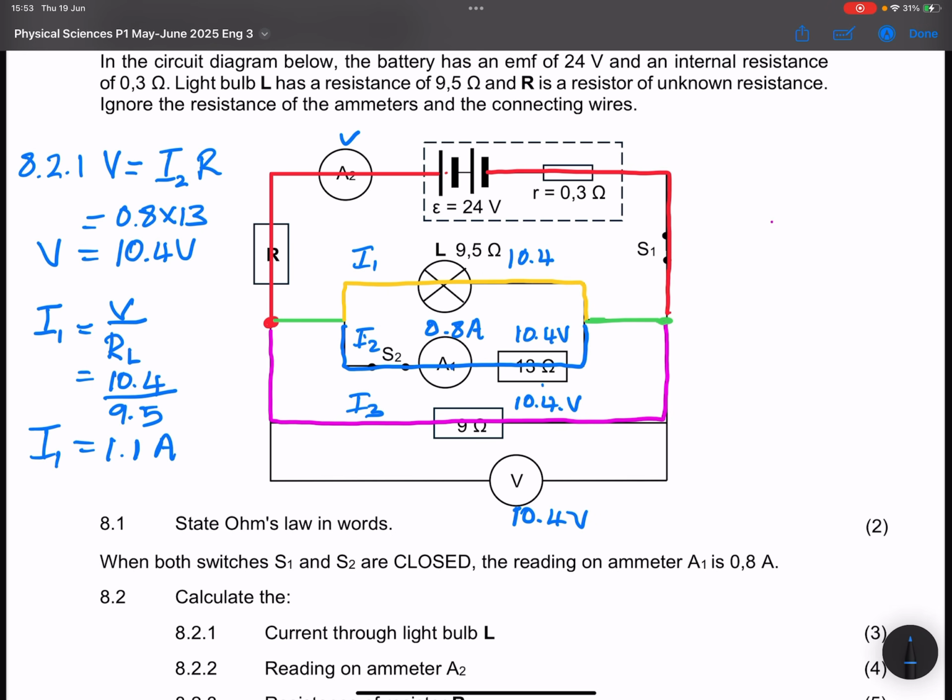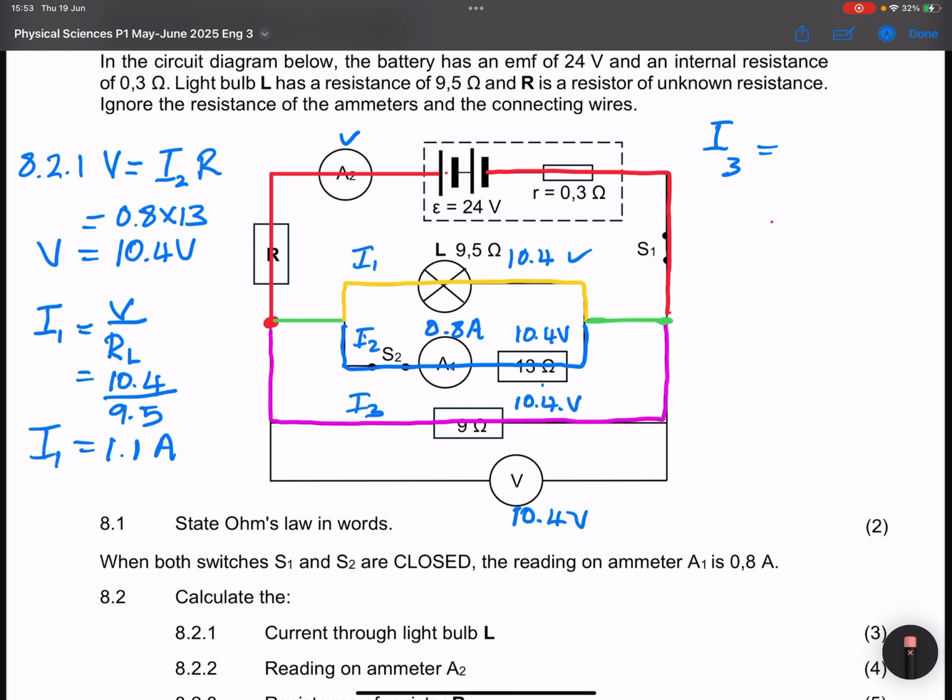Now there are several ways in which we could do that. Because we know all our resistors are in parallel, we can either find out what the effective resistance in parallel is, and find the total current that way. Or we can find out, we already know what I1 is. We can find out what I2 is, or in fact, we already know what I2 is. That's 0.8. We know I1 is 1.1. Okay, so we can find out what I3 is, the current that passes through that 9 ohm resistor.